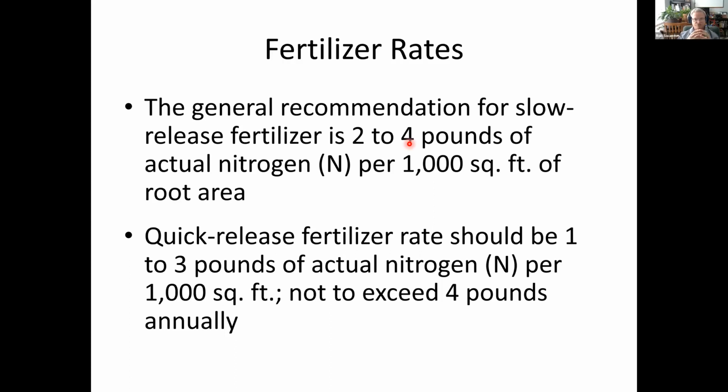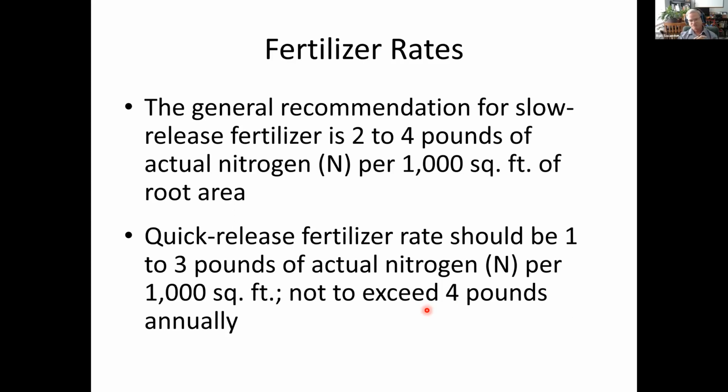Quick release fertilizers should be 1 to 3 pounds of actual nitrogen per 1,000 square feet, not to exceed 4 pounds annually. So any of you that might have a turf program and they're doing fertilization on your turf, they might come out 4 or 5 times a year to do fertilizer applications. And what they're doing is they're putting down very low amounts. They're putting down anywhere from 1/2 to 1 pound of actual nitrogen, but they're doing it 5 times a year. So they're staying at or under that sort of maximum target of 4 pounds annually.